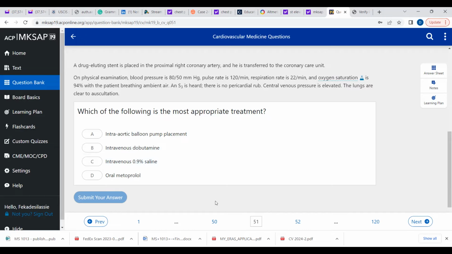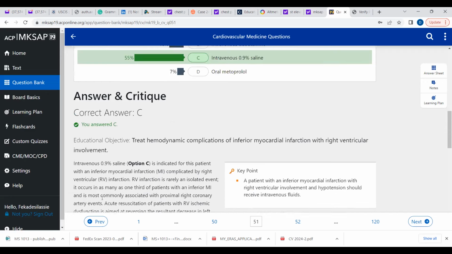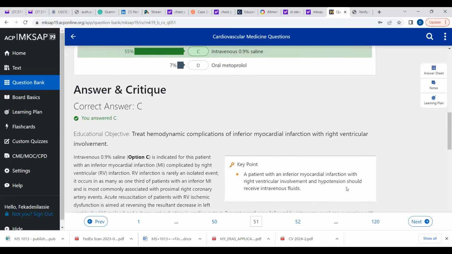What is the answer, guys? People are saying C, sir, on the group chat. Yeah, they are right. It is C. So a patient with an inferior myocardial infarction with right ventricular involvement and hypotension should receive IV fluids. All right, guys.